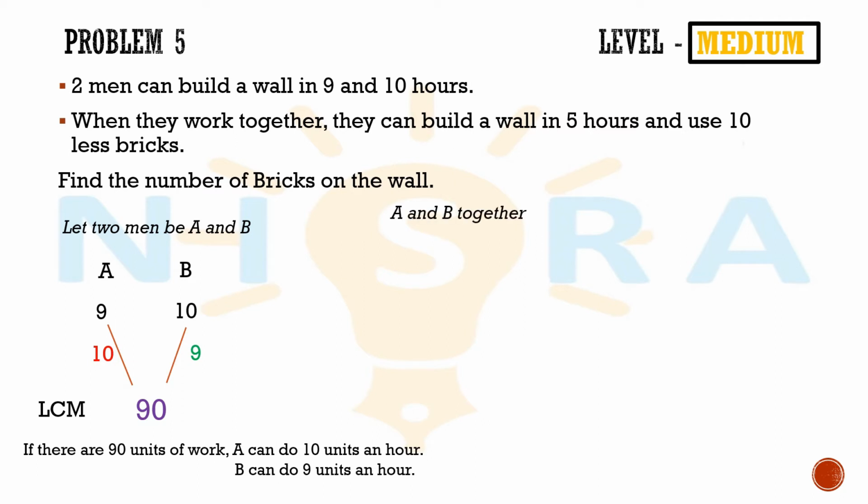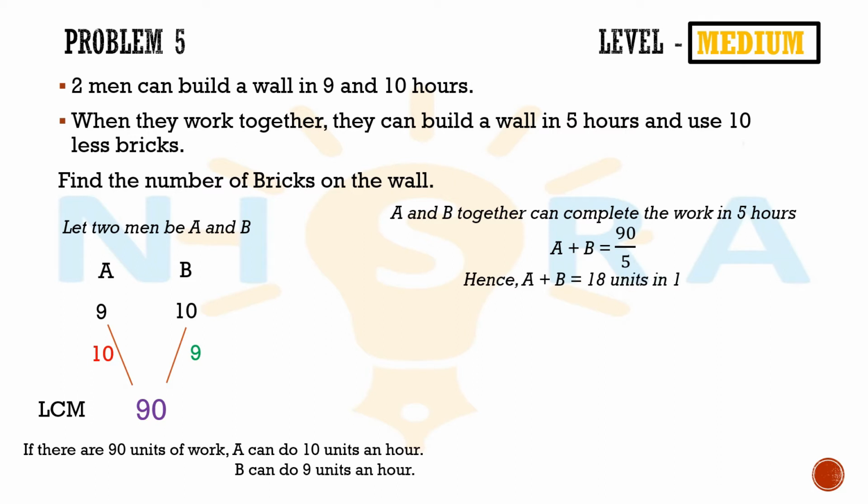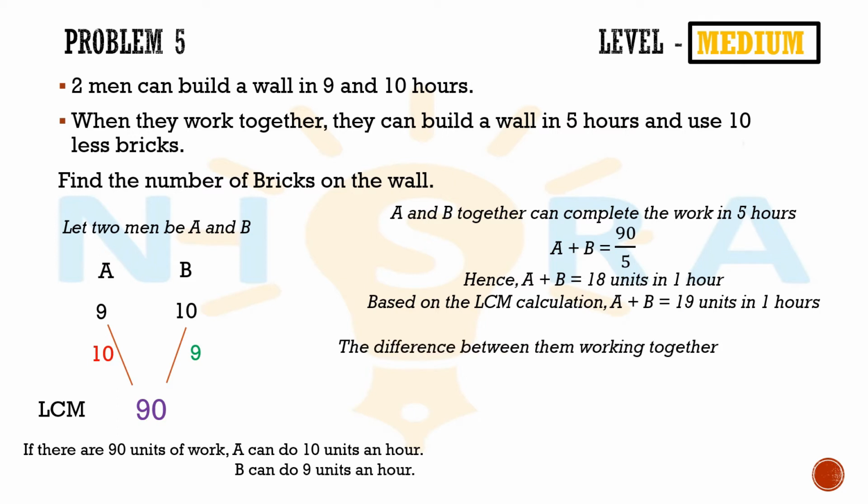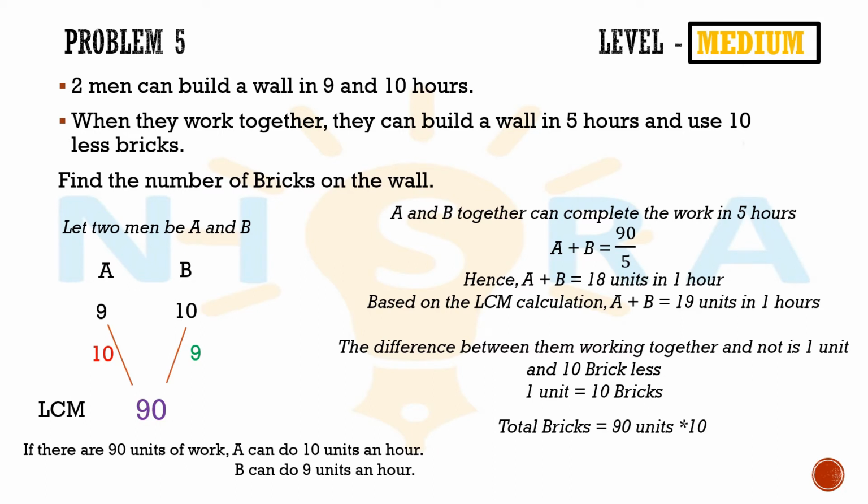Based on the problem statement, we know A and B can complete the work in 5 hours. Based on that, A plus B will be equal to 90 divided by 5. Hence, we can determine A and B together can do 18 units an hour. Based on our LCM calculation, we have already identified A and B can do 19 units an hour. The difference between working together and not is 1 unit and 10 fewer bricks. So we can conclude that 1 unit is equal to 10 bricks. So the total bricks for 90 units will be 90 multiplied by 10, which gives us 900 bricks.